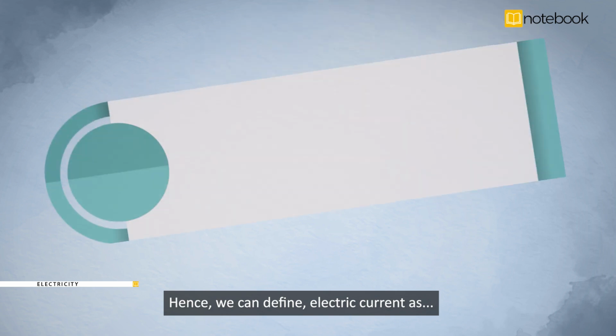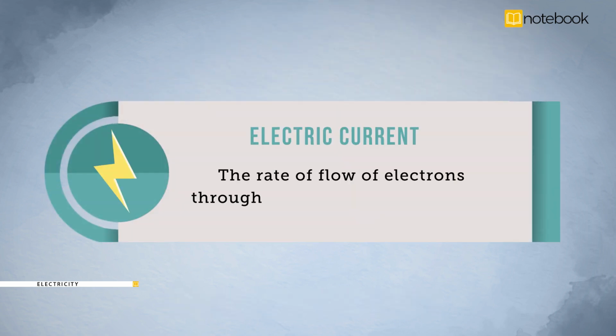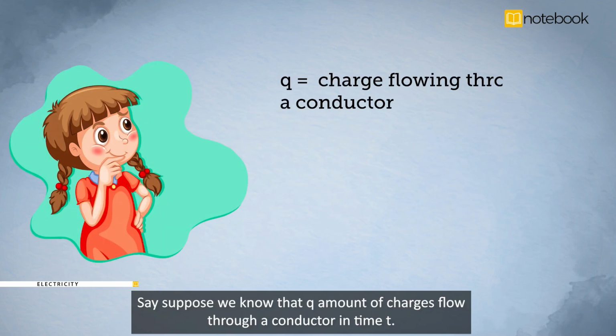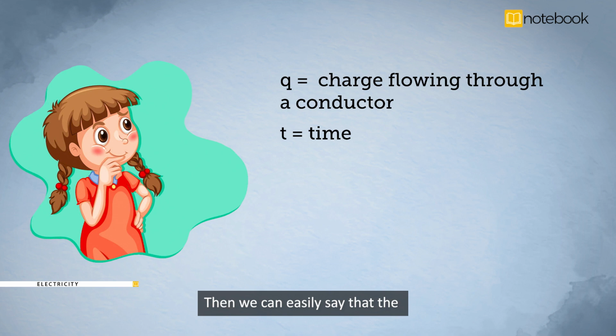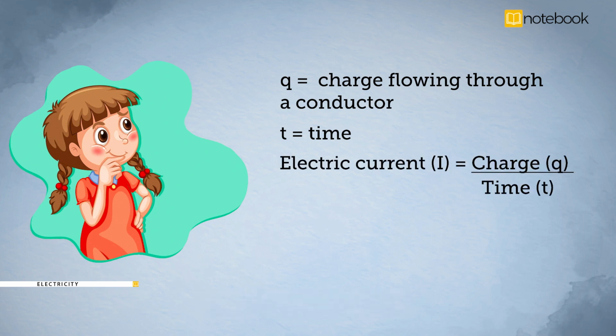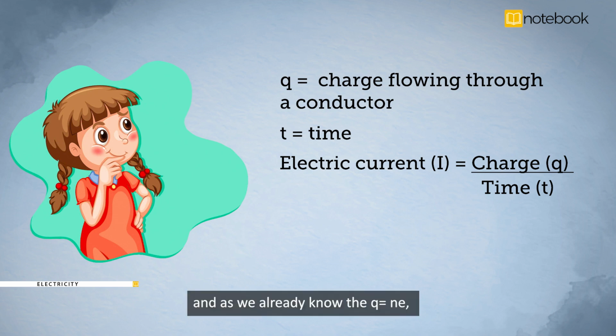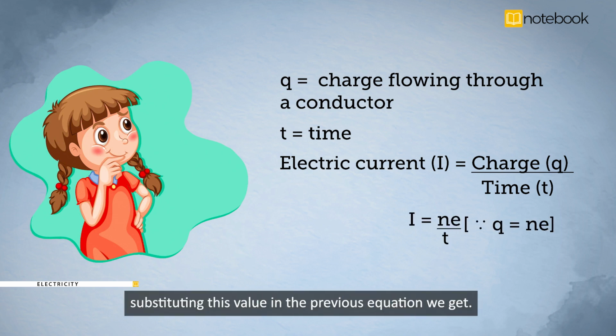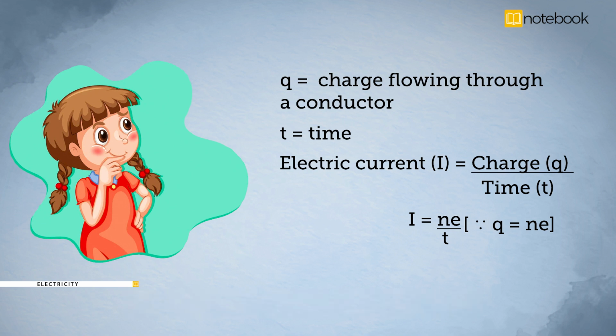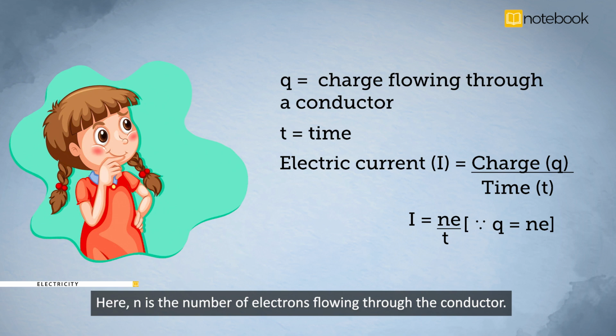Hence, we can define electric current as the rate of flow of electrons through a conductor in unit time. Say suppose, we know that Q amount of charges flow through a conductor in time t. Then, we can easily say that the electric current I is equal to charge Q by time t. And as we already know, Q is equal to ne. Substituting this value in the previous equation, we get I is equal to ne by t. Here, n is the number of electrons flowing through the conductor.